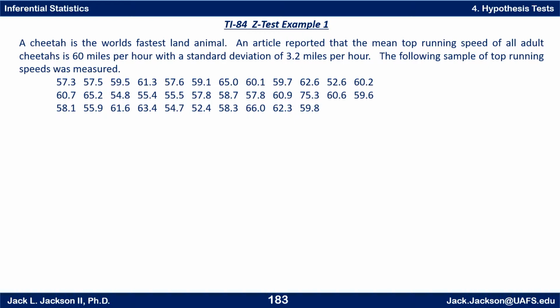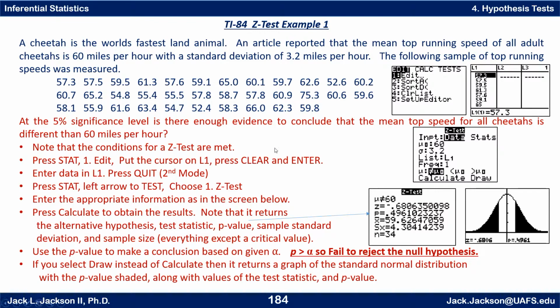So what can we do? Well, the first thing we do is we type all this data in a list. So we go to Stat, Edit, go to List 1, put your cursor on List 1, hit Clear and Enter. Then move down in the list and start typing in the data one at a time. 57.3, enter. 57.5, enter, and so forth. Keep doing this till you get it all done. There's no getting around typing in data somewhere. If somebody has to do that, or we can't work with the data.